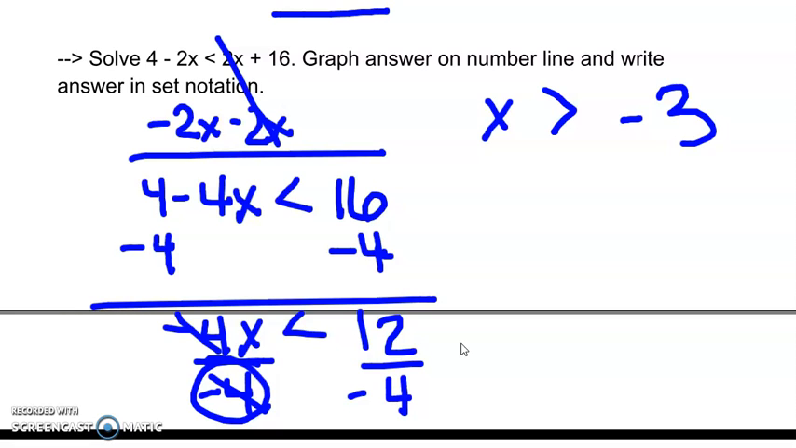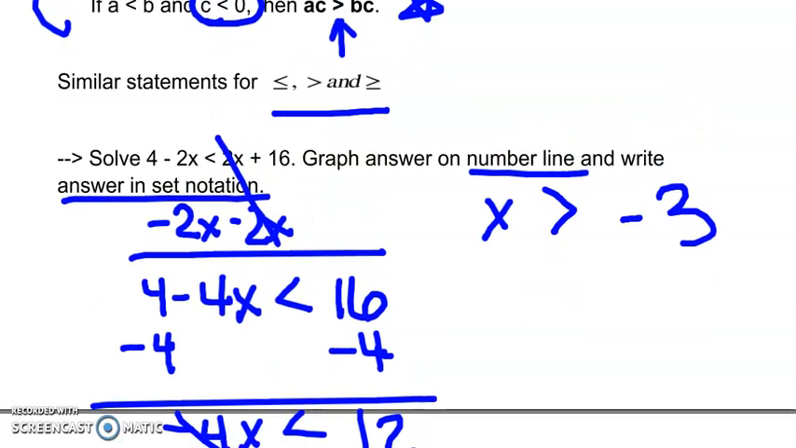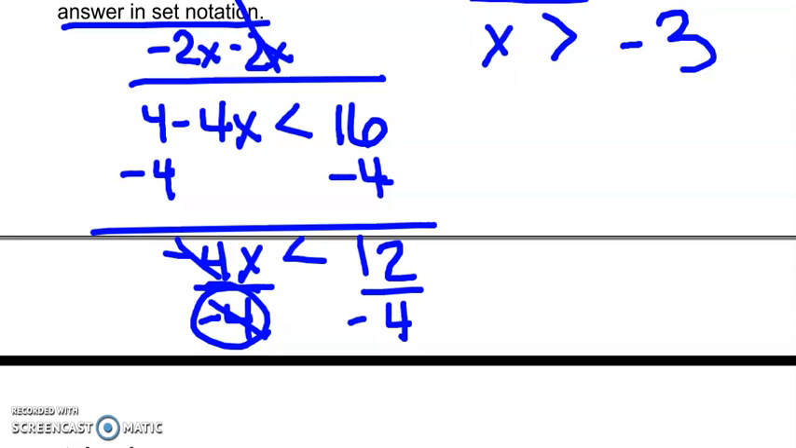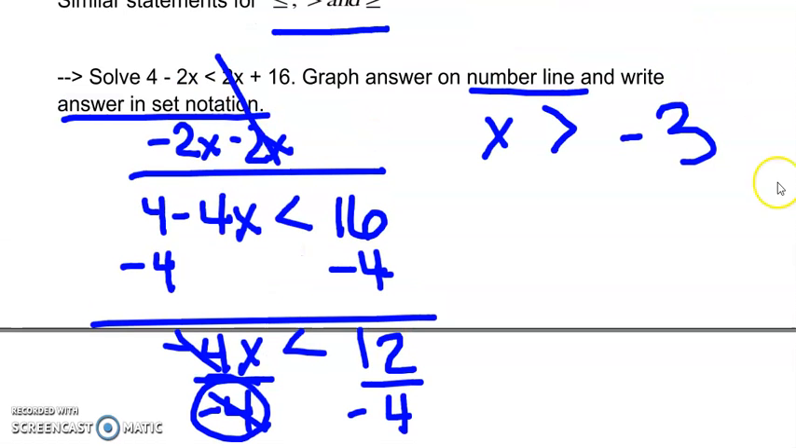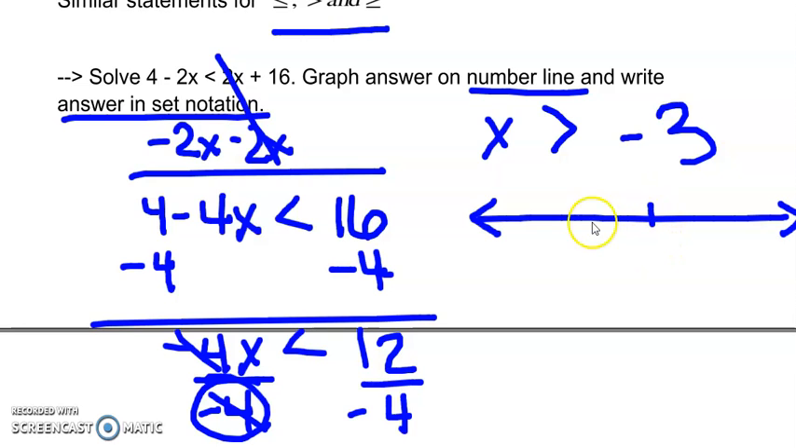A couple things you might be asked to do, and we're asked to do here, is to put it on a number line and to write it in set notation. So just realize this is 3 different ways to say the same thing. x is greater than negative 3. If you're just asked to solve it, that might be the way you write your answer. If you are asked to put it on a number line, you're going to draw your number line. And in my math lab, they will probably have your number line drawn for you, and you will just be filling in the appropriate spots.